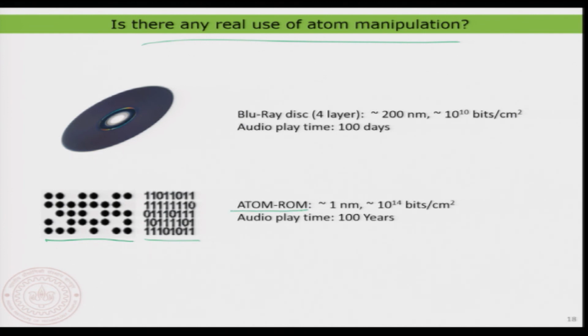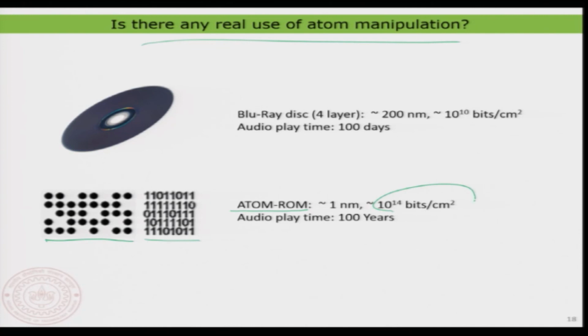And since the dimension of the atom row, or the bit size, is very small, the amount of information that you can create within a small space is something like 10 raised to 4 times bigger than a typical Blu-ray disc. That actually means we can have an audio play for much longer than on a typical current Blu-ray disc. So this is some kind of future perspective of creating or manipulating atoms on a surface, which has an interesting perspective, but it is of course a little bit futuristic.